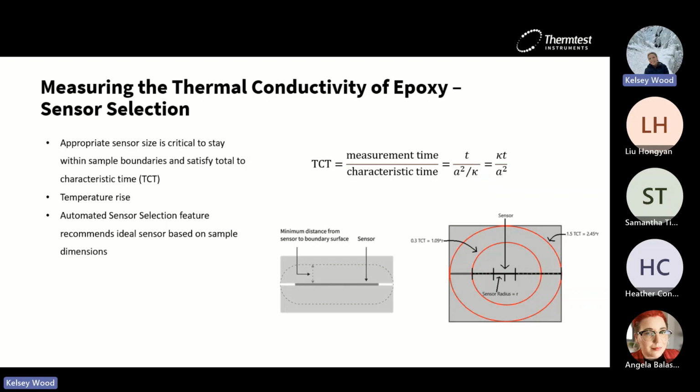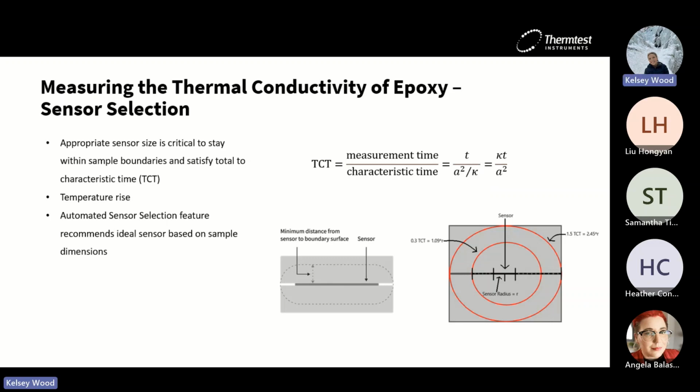The average temperature rise is also an important factor to consider. So the temperature rise for the duration of the measurement should be between around 0.25 and 4 Kelvin. And this is just to maximize the sensitivity of the measurement on the sample's thermal properties. It's also important that the ratio of total time over characteristic time, which is what we refer to as TCT, is within the appropriate bounds, which would be 0.3 and 1.5.